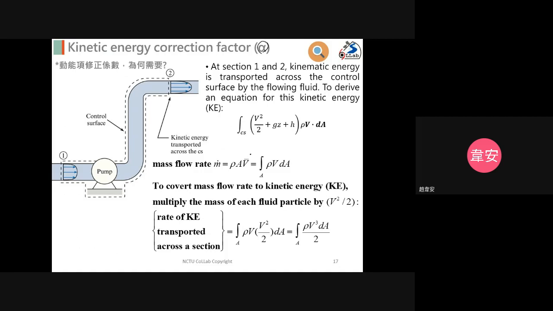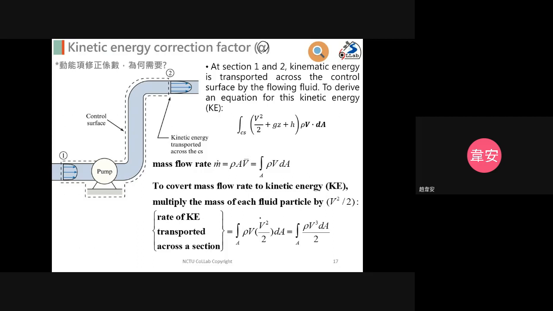The purpose of the alpha correction factors is that we would like to compute the integration answers rapidly. How can we compute rapidly? If we consider our problems, the flow direction is always parallel to the normal vector of the cross-section area. So we don't have the dot product here. So we only have the scalar.